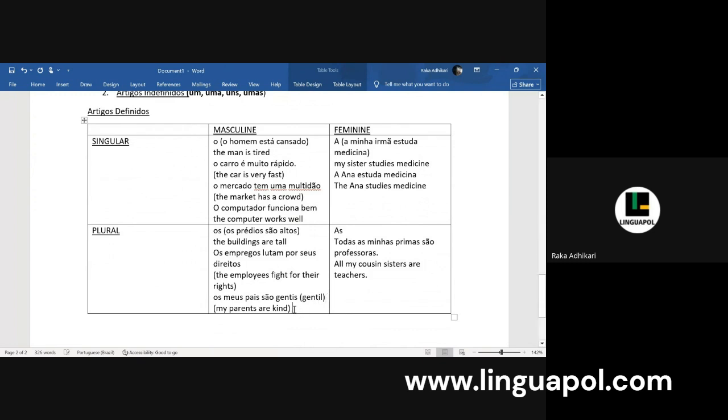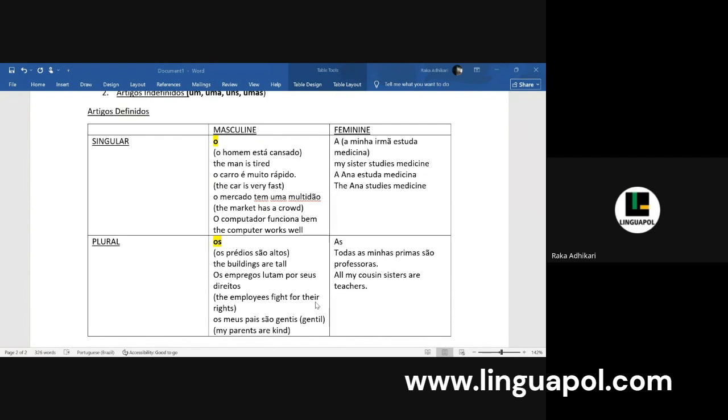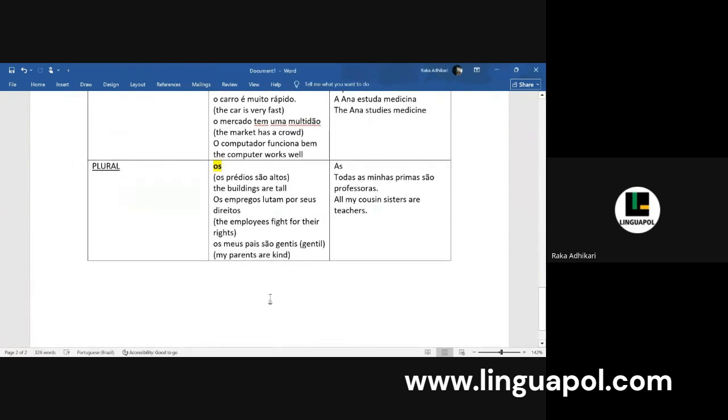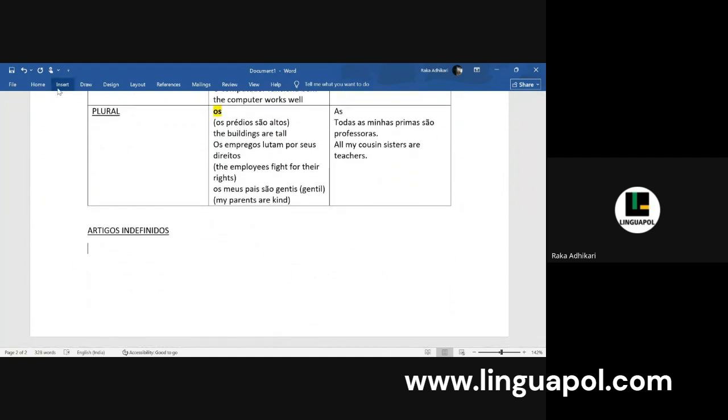So these are some examples of the definite article. Now I want you to use the definite article in the masculine form and make one sentence. So let's move on to the indefinite articles. Artigos indefinidos. So the artigos indefinidos are indefinite articles. These are general articles.